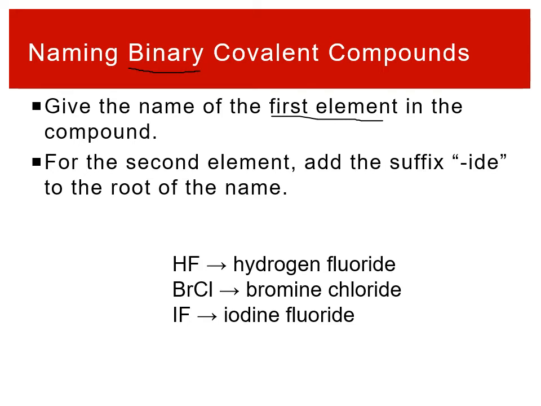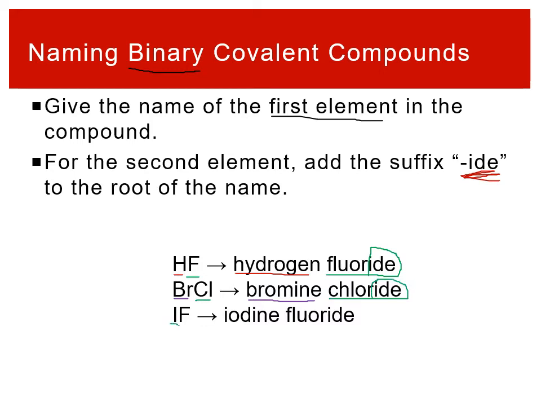When we say first element, this is just the order in the molecular formula. If we're given a molecular formula, we just ask what the first element in that formula is, and we write out that name. Then for the second element, we use that same -ide ending, changing the root. For example, H is hydrogen, and F is fluorine, and even though this isn't an anion, this is a covalent compound, we still call it fluoride.